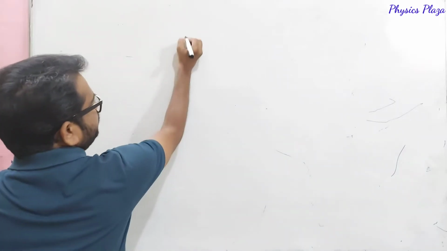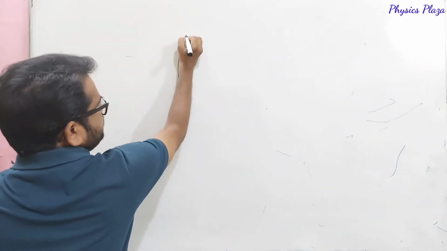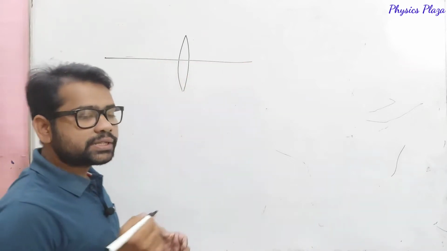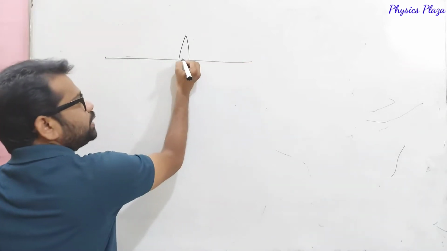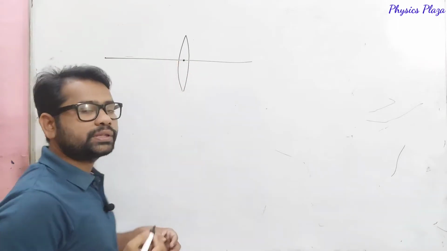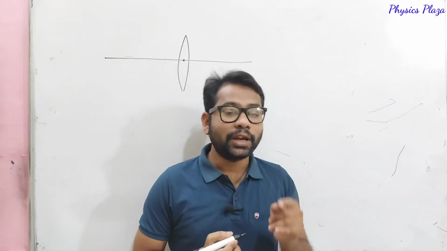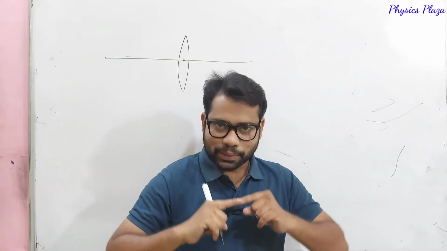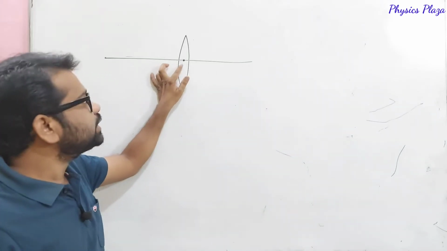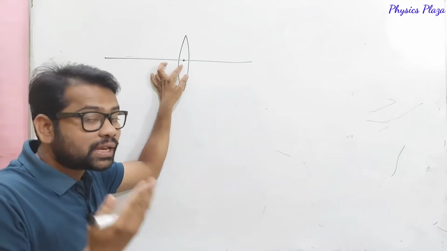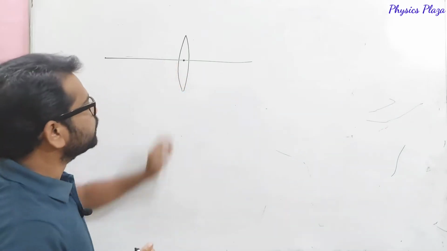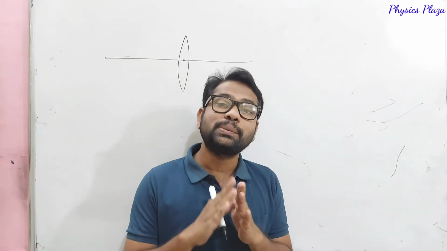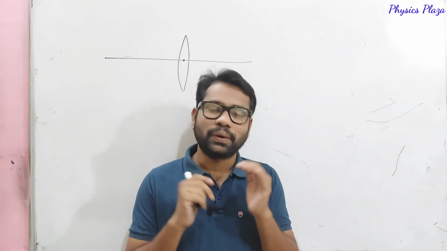Suppose, dear children, here is a convex lens. Just as an example. According to the sign convention rule, the optic center is the reference point of a lens. In the case of a mirror, we talk about the pole, and the pole is considered the origin. But as we are discussing lenses, here the optic center is considered the origin. All horizontal measurements must be taken from the origin only.